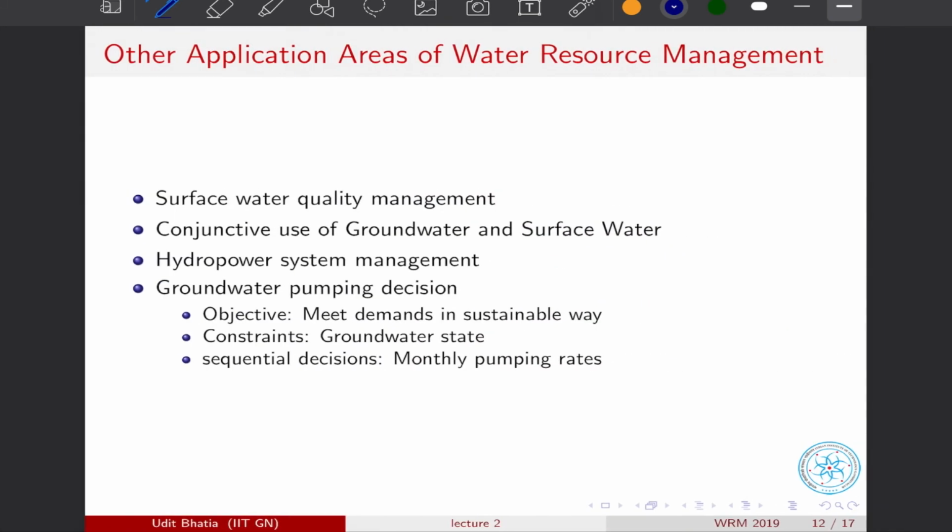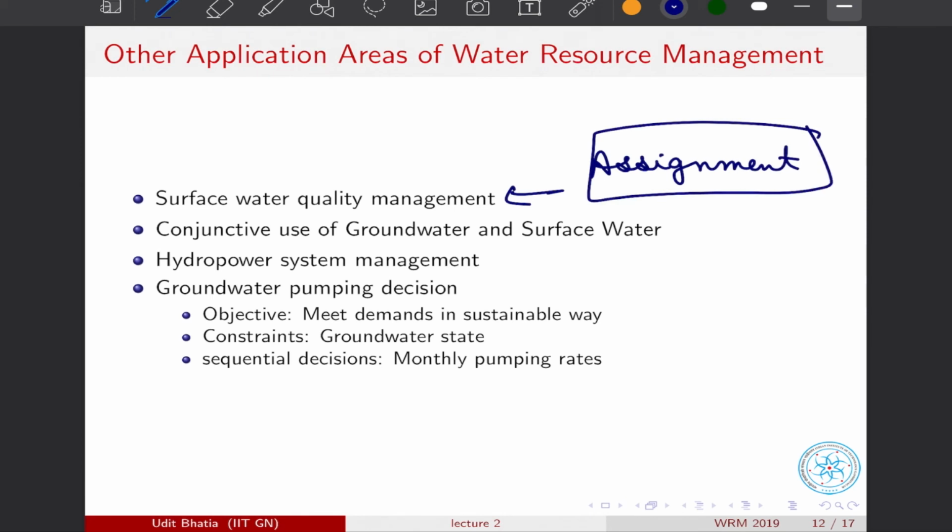And other areas include ones where I may not go into that much detail, but I think it's worth mentioning if you want to take a look at it. Water quality management is one area where we can write or define objective functions. And in fact, I will give one assignment with certain pointers where you will form the first objective functions with constraints on the surface water quality management problem.